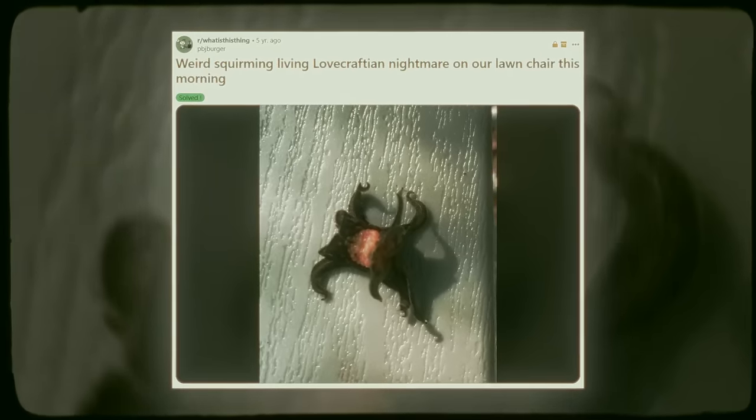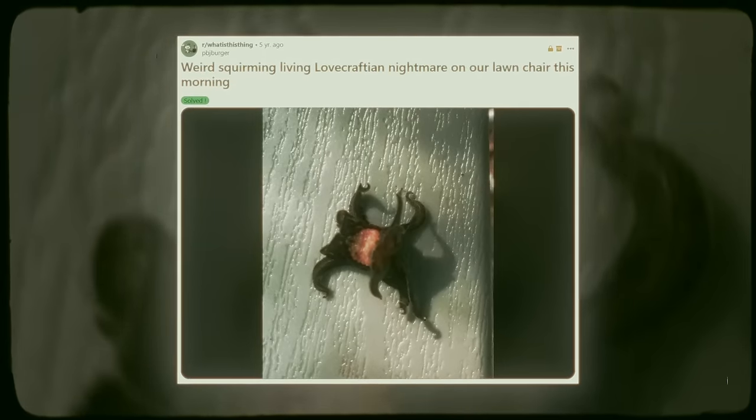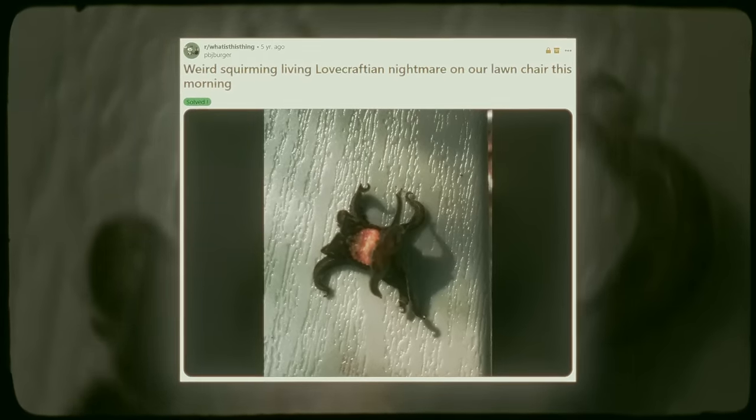PBJ Burger took to the What's This Thing subreddit after finding an odd creature that seemed to be not of this world. He even captioned it, "Weird, squirming, living Lovecraftian nightmare on our lawn chair this morning." The Redditor was referring to a strange-looking creature that appeared to have tentacle-like appendages. Enosoff responded to the poster's plea for identification with a link to a page referring to a hag moth.